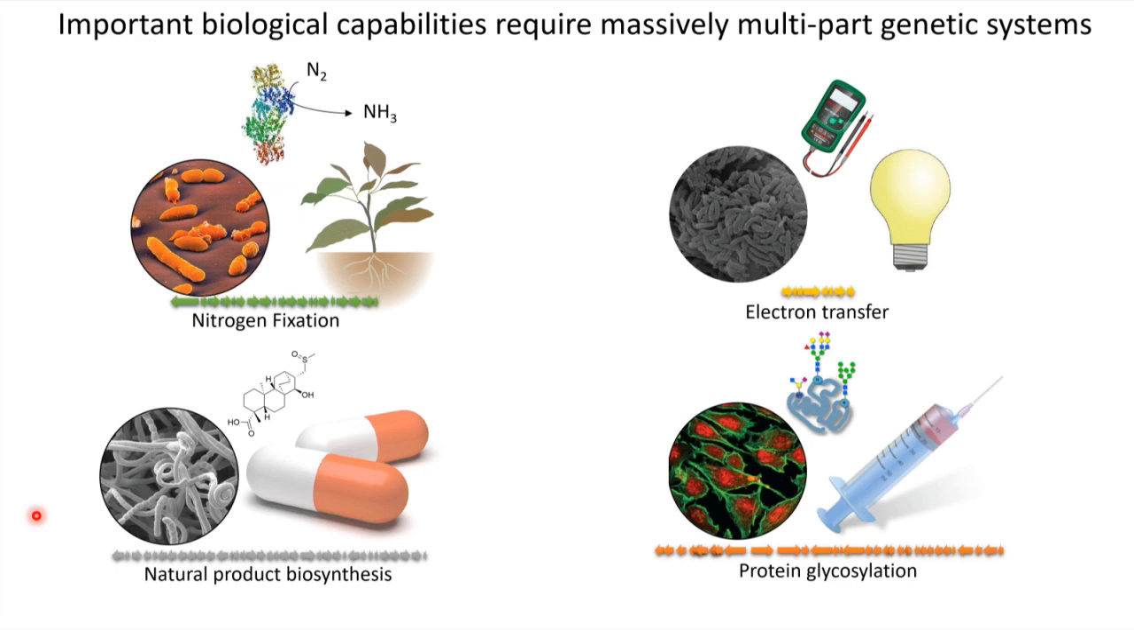However, there are many biological capabilities that require the coordinated expression of dozens or several dozen gene products at the same time. And those are the systems that we're interested in engineering. So my group has worked with all the examples shown on the slide. What I'm going to focus on today is natural product biosynthesis, and that's highlighted in the bottom left.